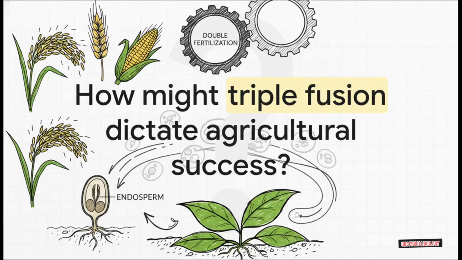And I want to leave you with this final, somewhat provocative thought. Think about the foods we rely on globally every single day: rice, wheat, corn. What we are actually eating when we consume these grains is largely the endosperm. Since the endosperm nourishes the embryo, and by extension literally nourishes us, how might variations or improvements in this triple fusion process dictate the future success of the world's most vital agricultural crops? Double fertilization isn't just some dry textbook fact. It is literally the fundamental biological engine that feeds humanity. Keep that in mind as you continue your studies.